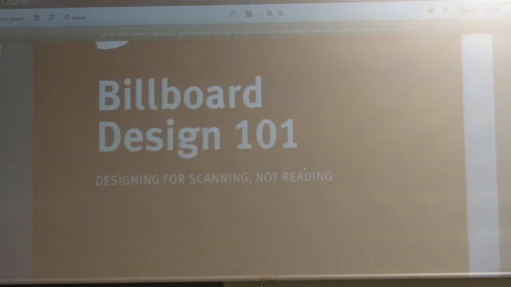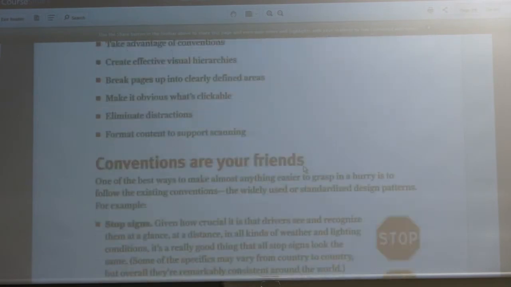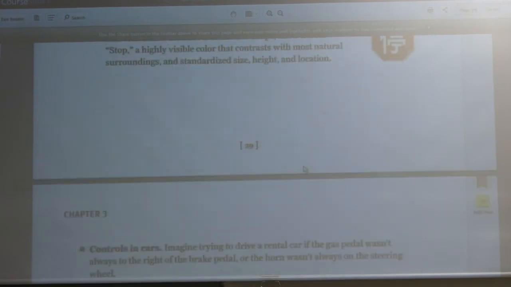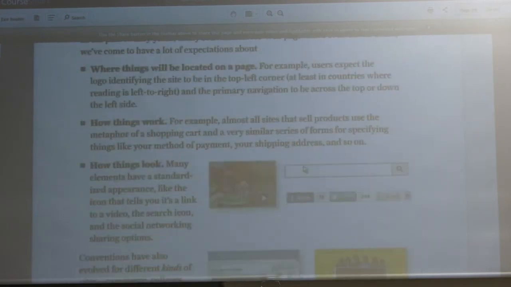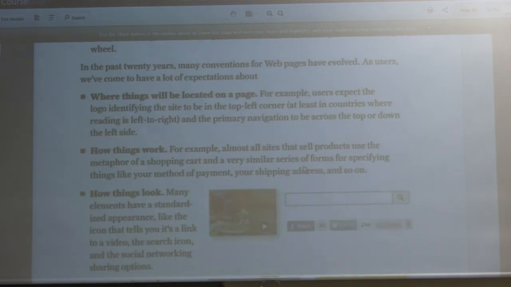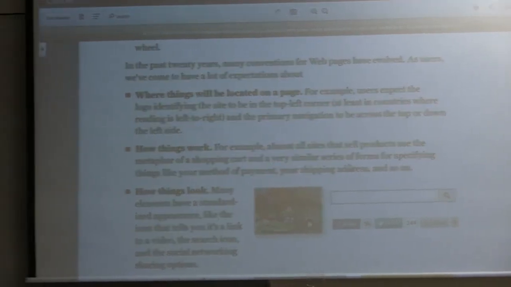Okay, again, the whole purpose of Chapter 3 is that you're making great billboards. Conventions are your friends. Let's talk about conventions are your friends. One of the things that he's really clear on is what you can click on. How do you know if something's a link? Give me three different ways.